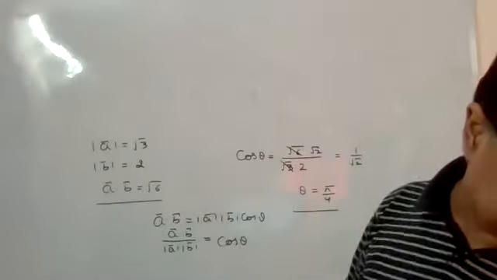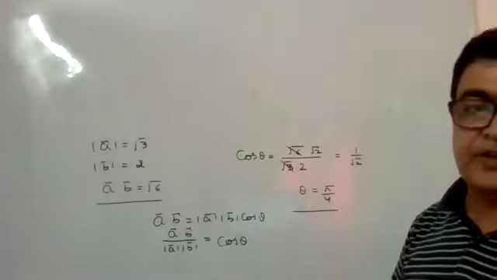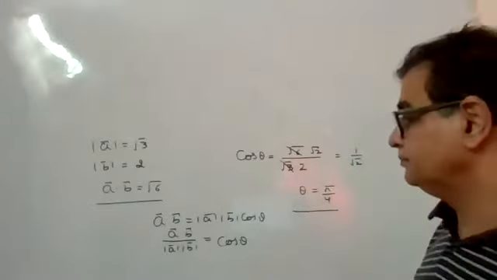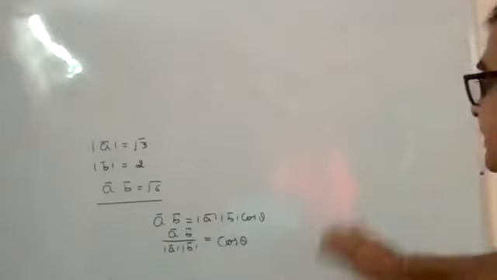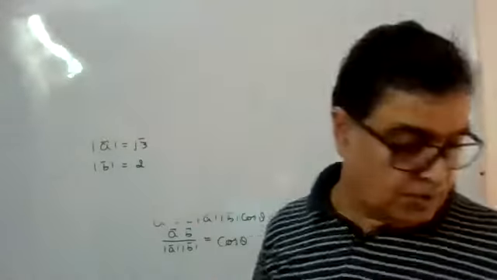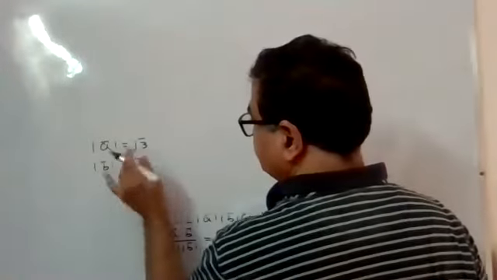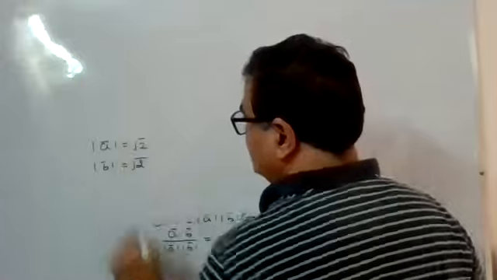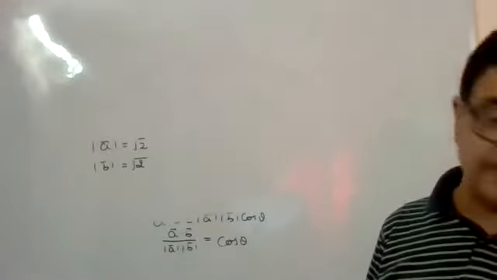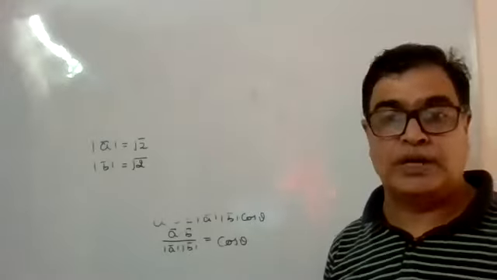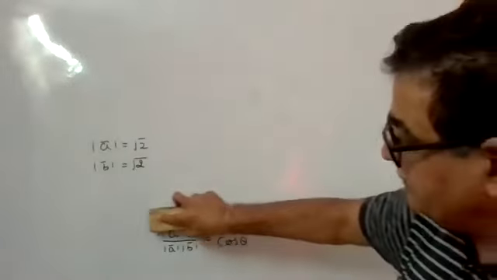Another question right now, please. Find the angle between two vectors A and B. Both have magnitude root 2, and their scalar product is minus 1.